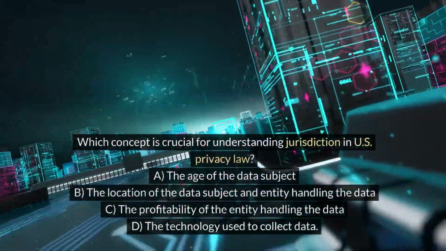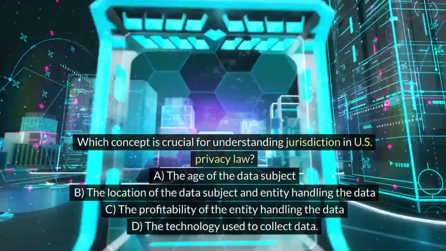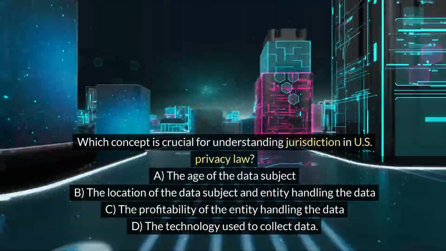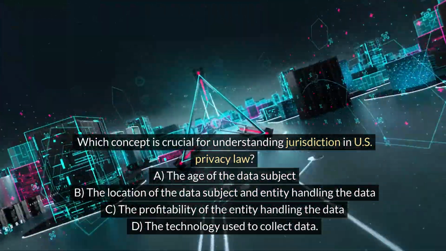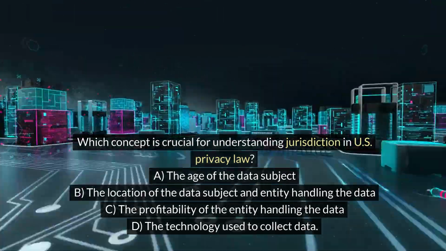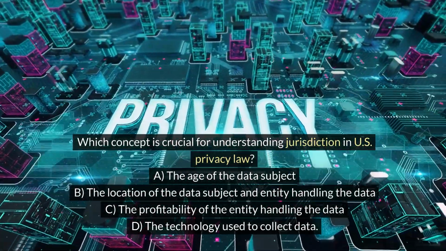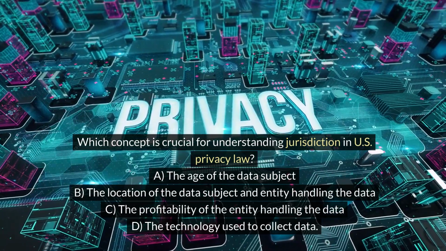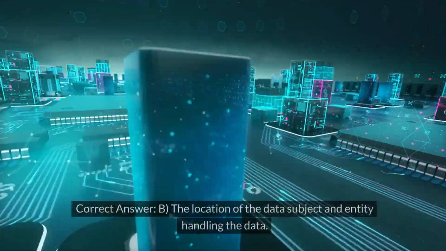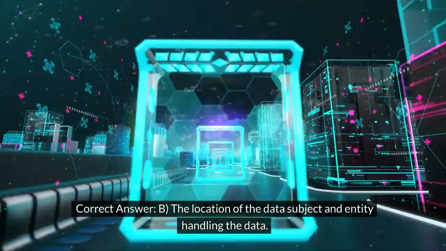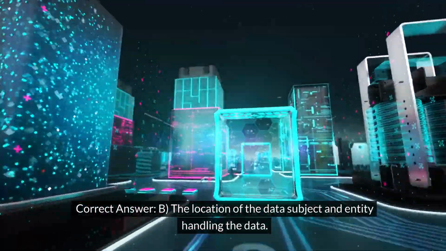Which concept is crucial for understanding jurisdiction in U.S. privacy law? A. The age of the data subject. B. The location of the data subject and entity handling the data. C. The profitability of the entity handling the data. D. The technology used to collect data. Correct answer: B. The location of the data subject and entity handling the data.